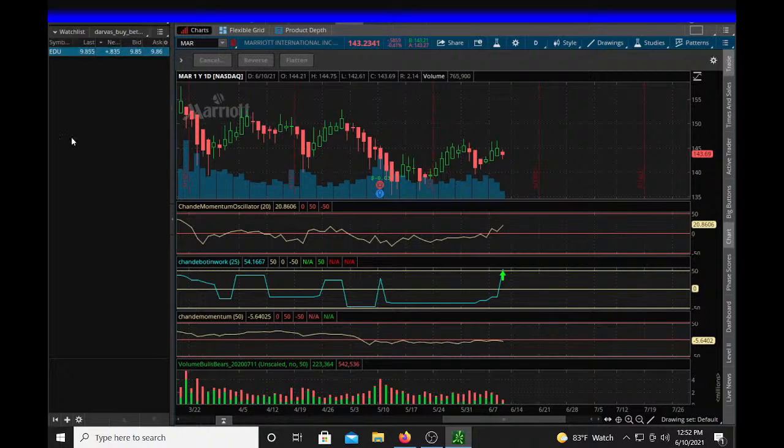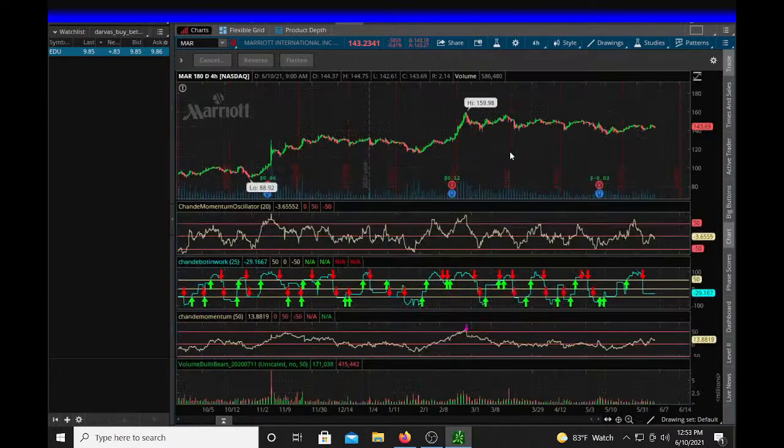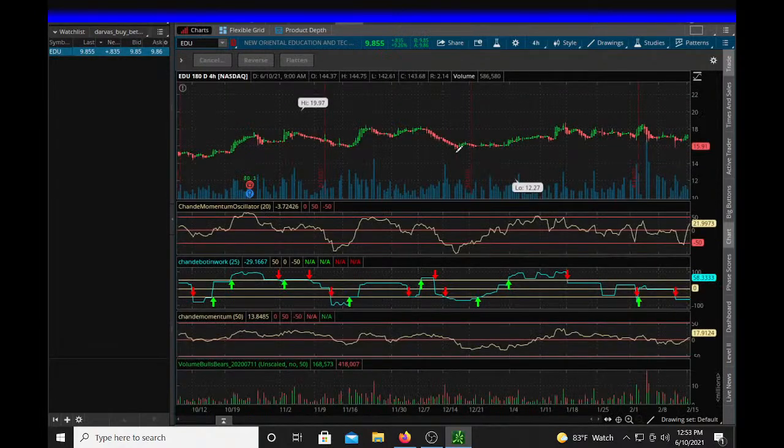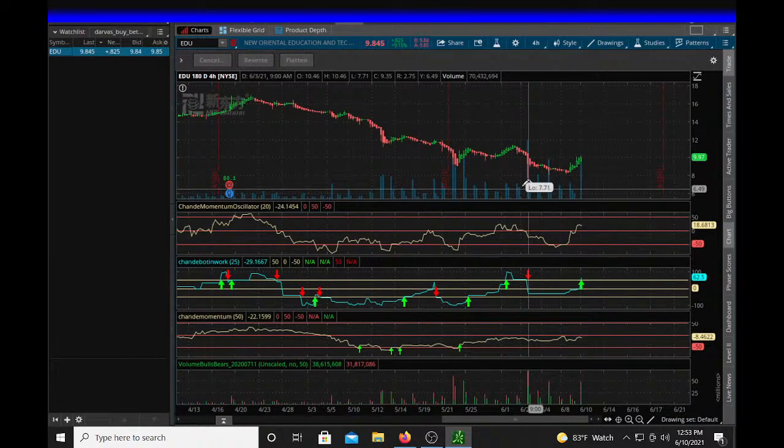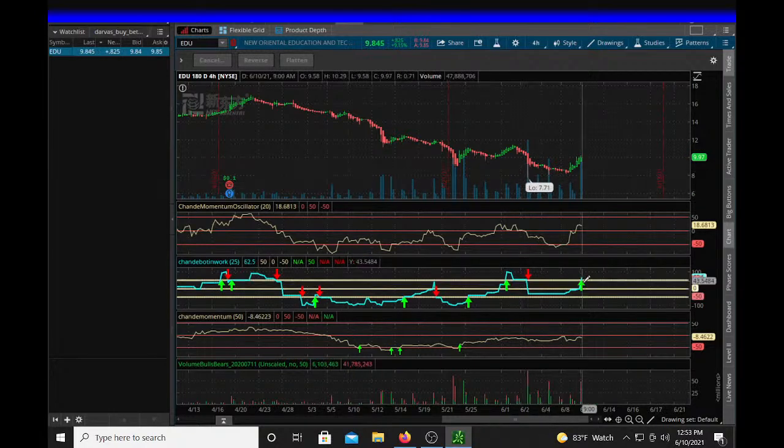Okay. Looks like EDU could be ready to go up. Let's see what's going to happen with it. Hitting a low here, I mean, this is just wiping out stop losses and whatnot, but this is interesting. Let's keep an eye on that.